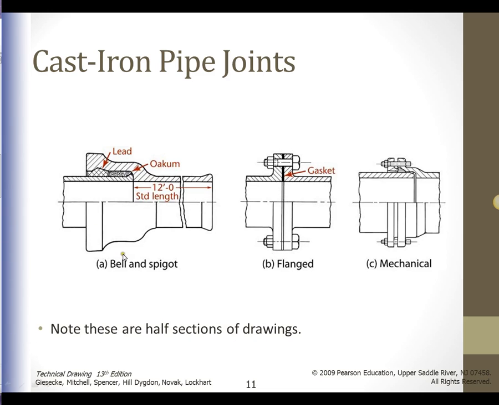Also note in this figure here, when you're talking about this pipe, notice it's a half section. They're showing you a hatched area showing what the bell and the spigot looks like. The bell is this part of it, and the spigot is this part of it. Flanged means there are 2 pieces bolted together, similar to the mechanical joint.